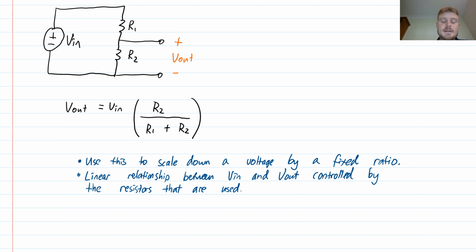So if you had a signal that goes from 0 to 10 volts and you'd like to scale it so it instead goes from 0 to 5, a voltage divider circuit is what you would use to achieve that task.